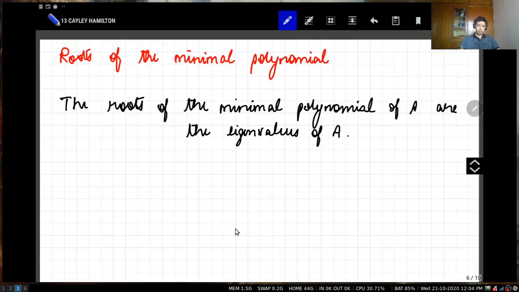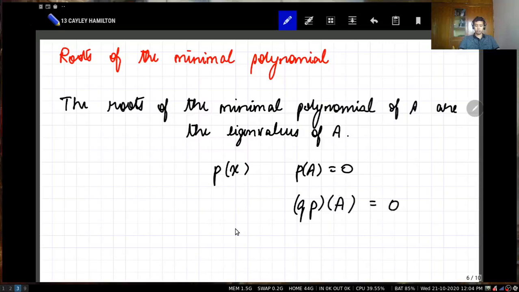In particular, if P and Q are two annihilating polynomials, so if P is an annihilating polynomial, so P of A equal to 0, and Q is any other polynomial, then Q times P, if you multiply the two polynomials, then Q times P of A is also equal to 0. That is obvious. And if P and Q are two different annihilating polynomials of A, then P plus Q of A is also equal to 0.